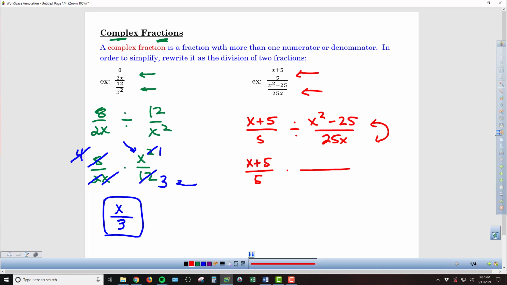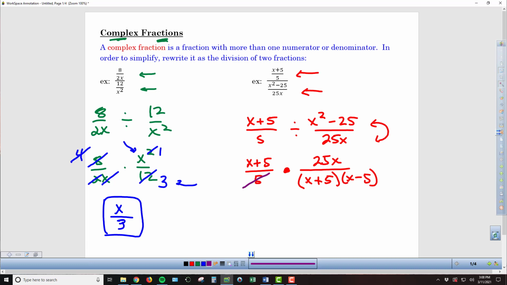But at the same time that I do this, first of all, the 25x ends up top, but I'm also going to factor. So this x squared minus 25 that I have in the top is going to factor into x plus 5 times x minus 5. So I've basically done two things at once. I flipped the fraction because I changed the problem to multiplication, but then I've also factored that x squared minus 25 into x plus 5 times x minus 5. And so now that we're in this stage, we're ready to do our reducing.